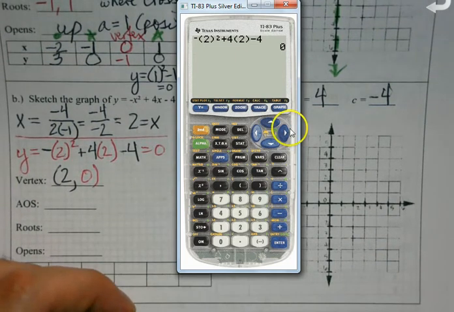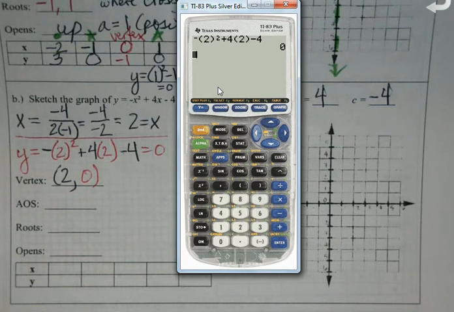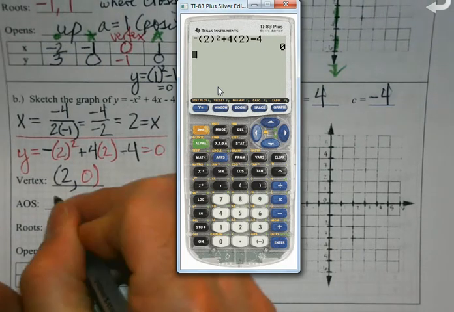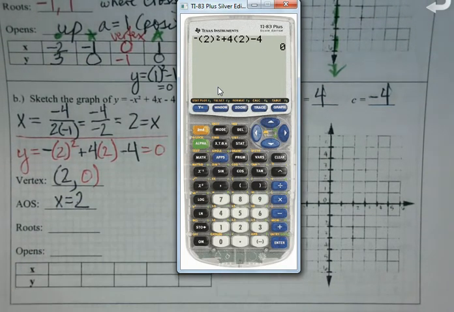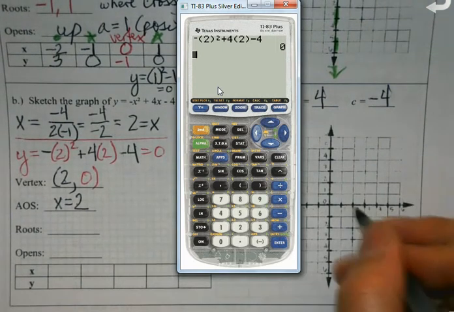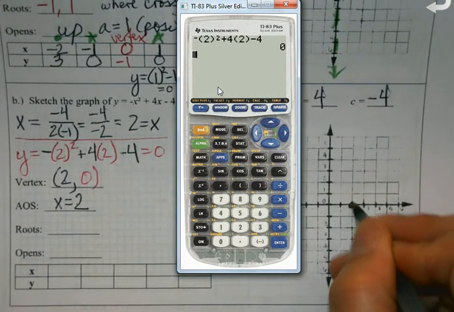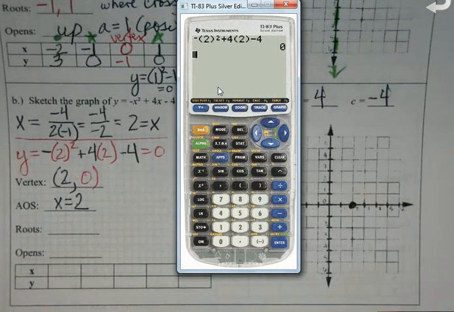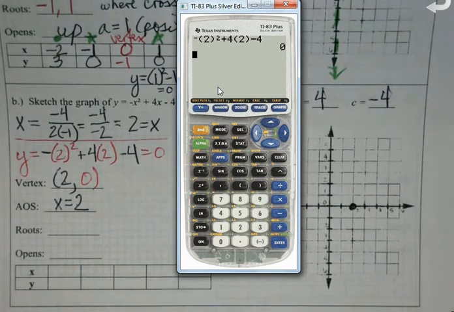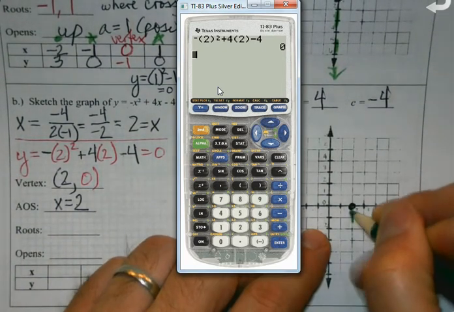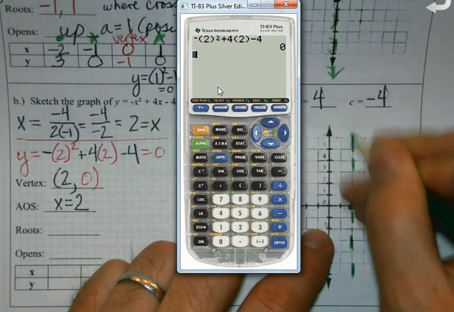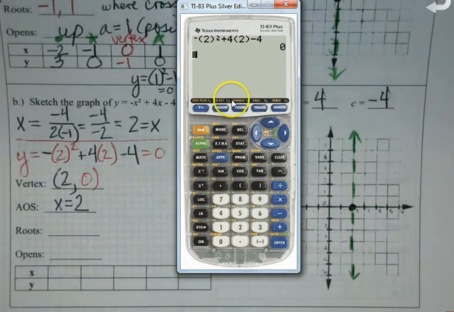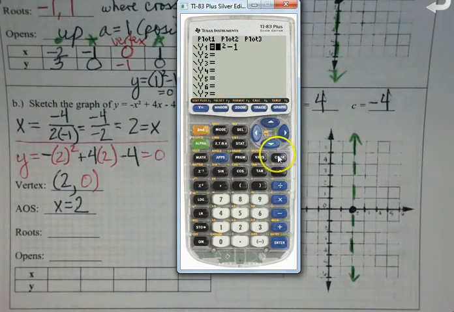Now, since I've decided I want to do this on the graphing calculator this time to help me out a little bit, I already know my axis of symmetry is going to be at 2. So here's the couple of things I can do. 2, 0, got my vertex. I know my axis of symmetry is just a vertical line going through where my vertex is. Okay.